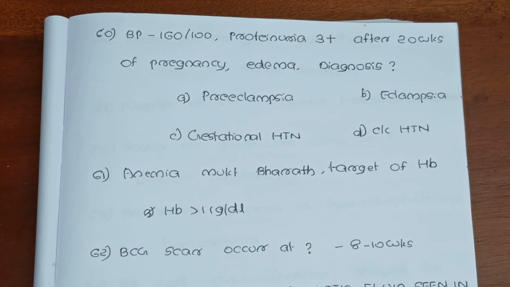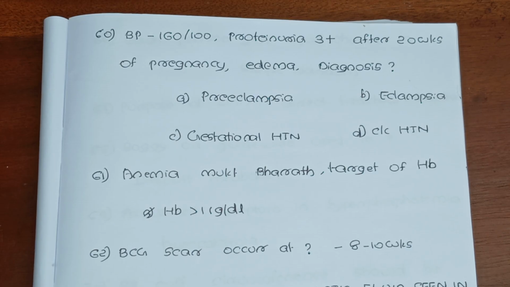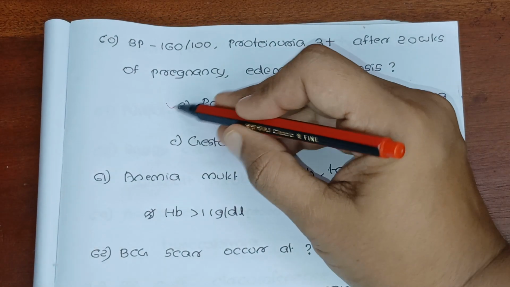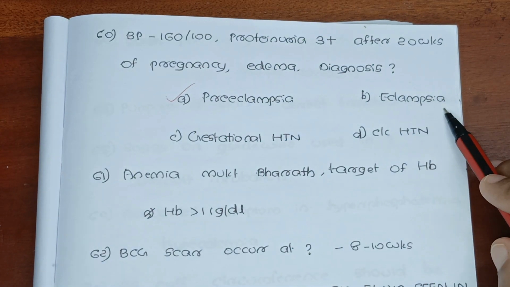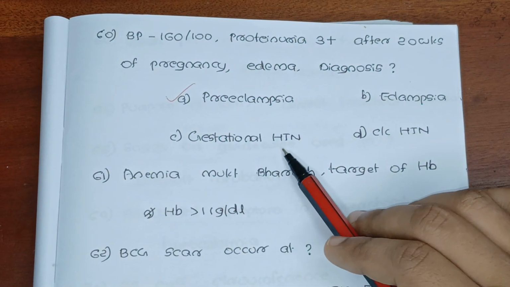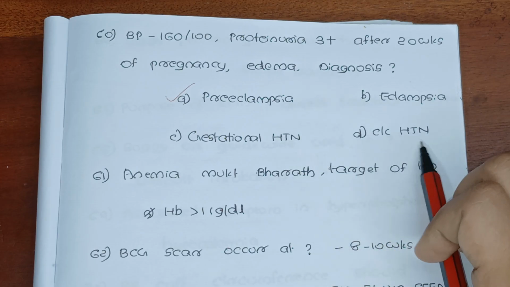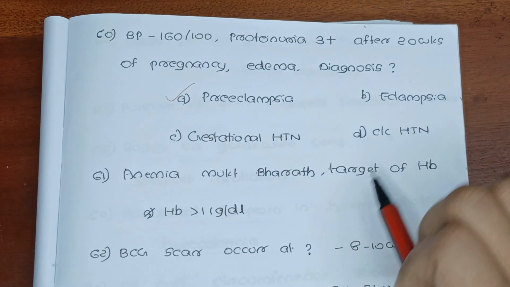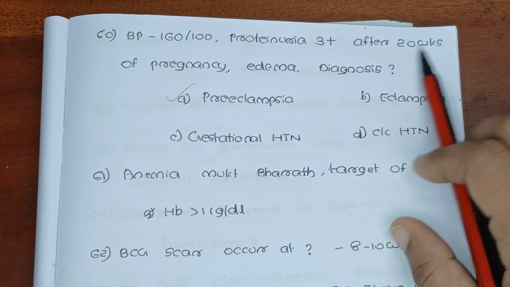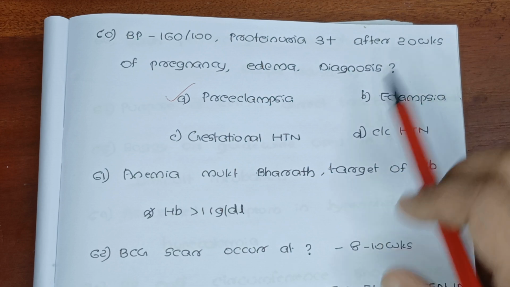BP 160/100, proteinuria 3 plus after 20 weeks of pregnancy, edema: the diagnosis is preeclampsia. In eclampsia there will be seizure. In gestational hypertension only the BP will be higher. In chronic hypertension it will be before 20 weeks. Here it is clearly after 20 weeks.